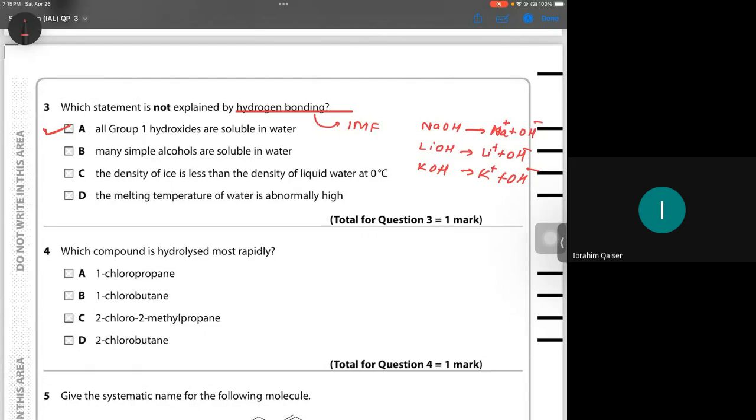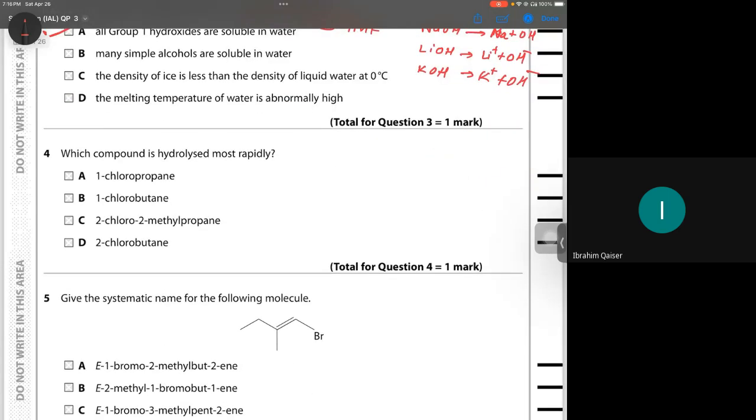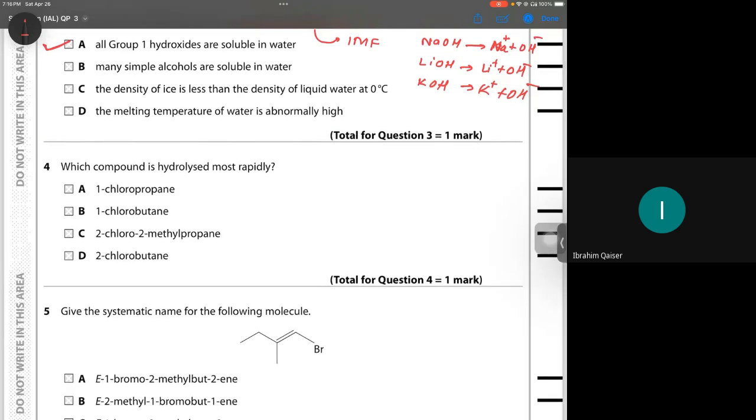So this is the statement which is not explained by hydrogen bonding. It's going to have ionic bonding. An ionic compound is going to break down into the respective ions. And when it forms ions, I can say that it would be soluble in water. Simple. Question number 4. Which compound is hydrolyzed most rapidly?